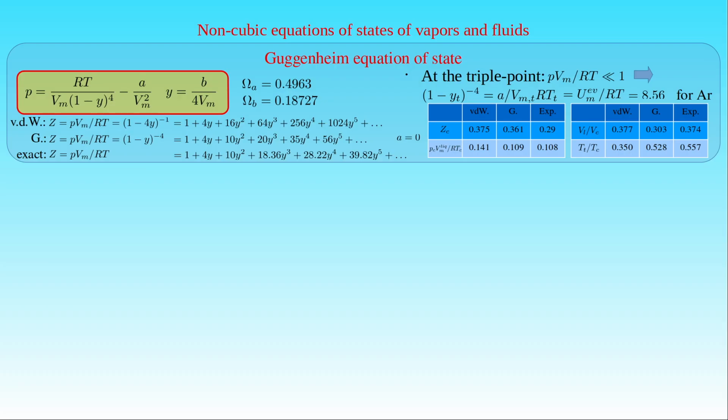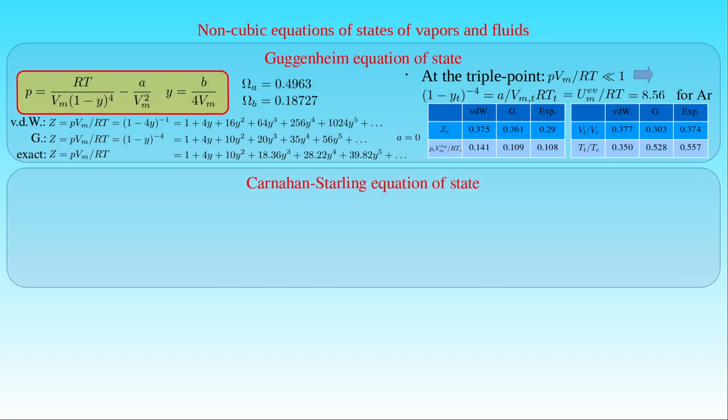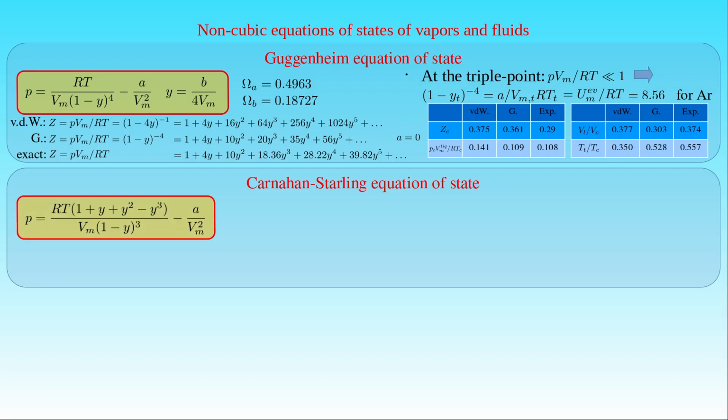The next non-cubic equation of state was introduced by Carnahan and Starling in 1969 with the aim to improve the model of the hard sphere interactions in real gases and fluids. The multiplication factor describing the repulsive effect of the hard sphere model in the first term of their equation of state is given by the ratio of the polynomial 1 plus y squared minus y cubed, to 1 minus y raised to the power 3. Here y still represents the packing fraction of the molecules.